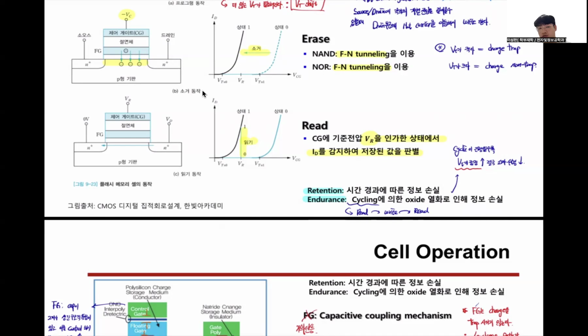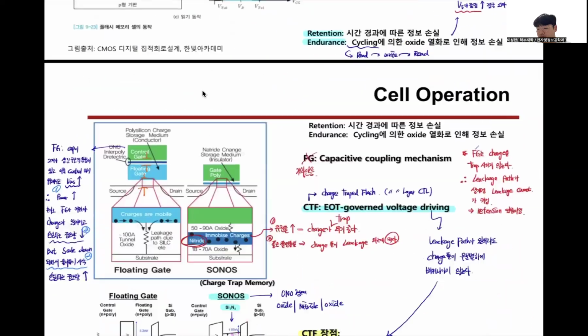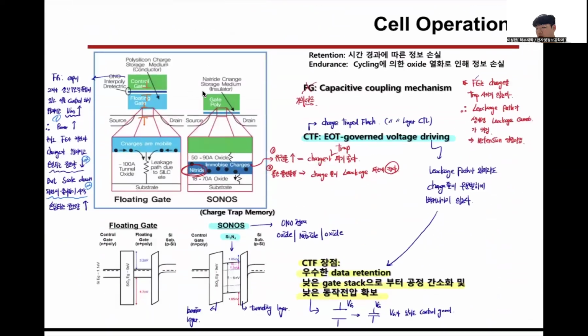And then retention is when we trap the charge. It can't be trapped for infinite time, so it depends on the time. So we need to solve this problem. This time, the floating gate and CTF, the charge trap flash, are different.